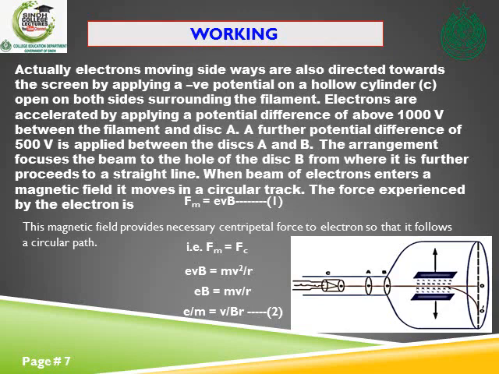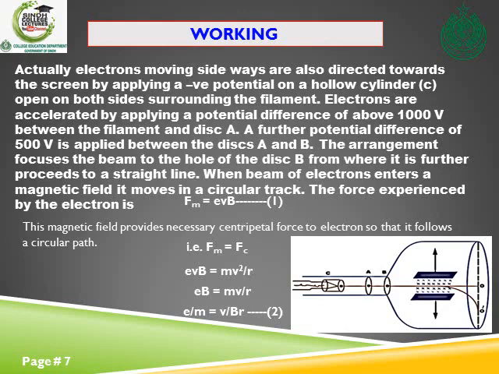The magnetic field provides the necessary centripetal force to the electrons so that they follow a circular path. So it means the magnetic force Fm is equal to the centripetal force Fc. Now according to equation number 1, the magnetic force is eVB and the centripetal force is mv squared upon r. Now r is the radius of the circular path and m is the mass of the electron.